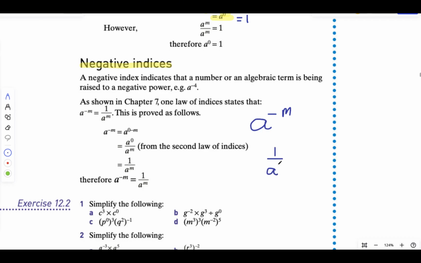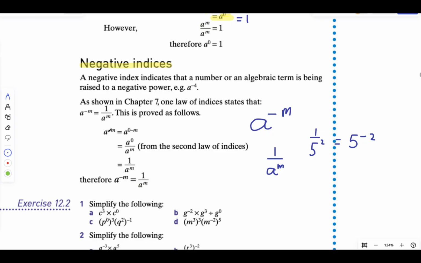Or if you have something in fraction, you can put it in power. For example, if I have 1 all over 5 raised to the power 2, and I want to put it in power, this will be 5 raised to the power minus 2. Because anything 1 all over is a negative power. Is that okay? For indices.